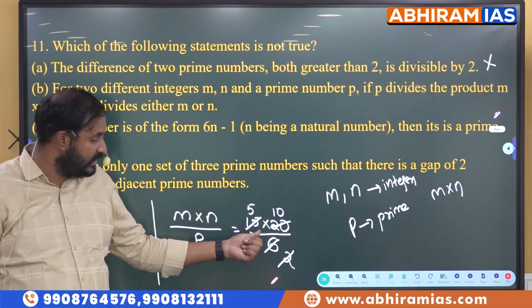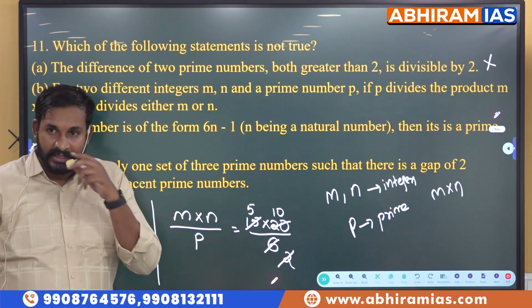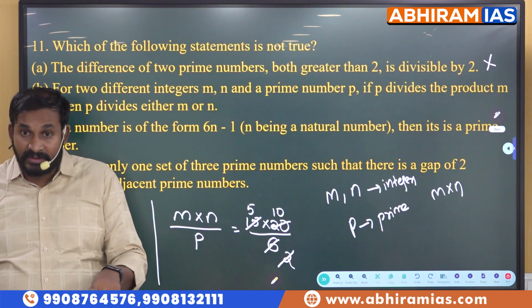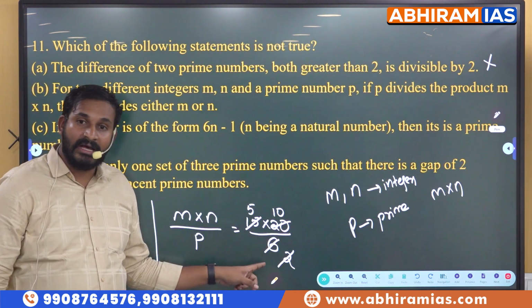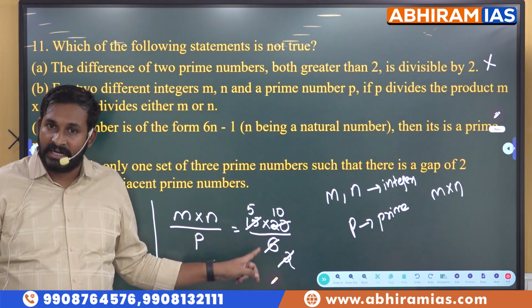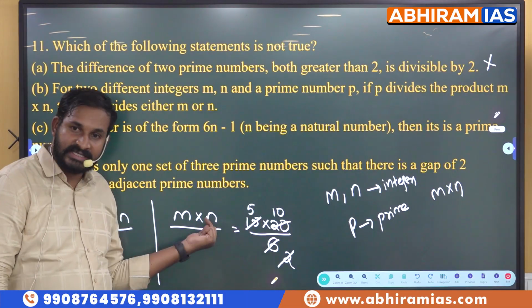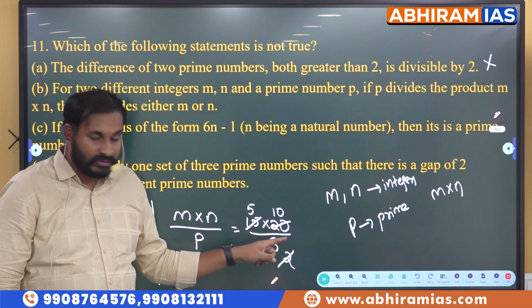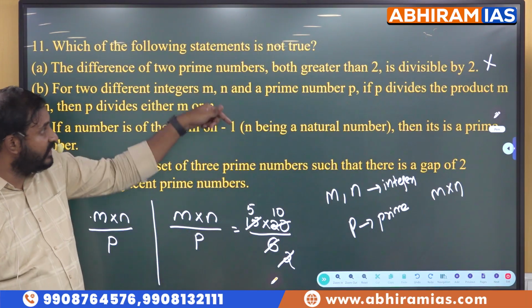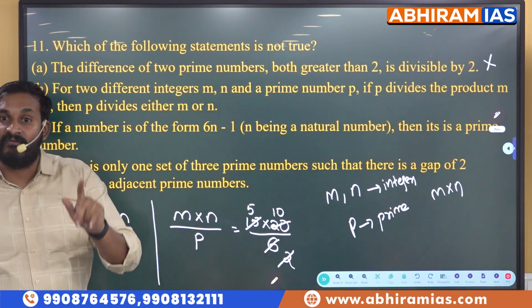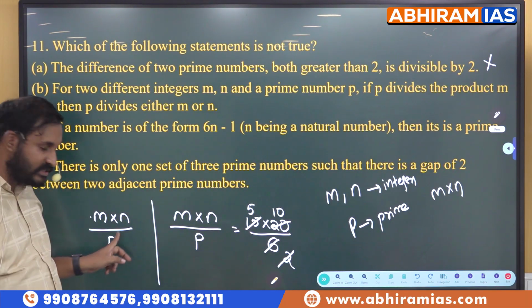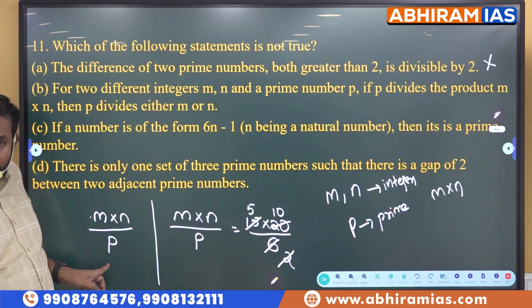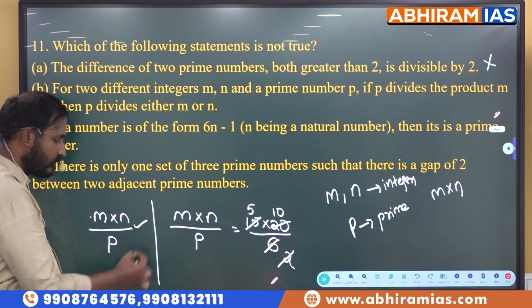Actually m into n is divisible by p. But are m and n divisible by 6? Either of m and n divisible by 6? No. Some portion gets cancelled here. So if this is the question, that means if p is also an integer, that is false. But they clearly mentioned that p is a prime number. So that is the reason it is becoming true.